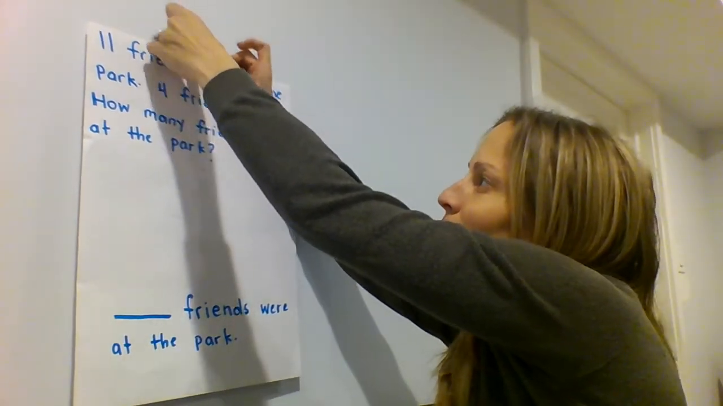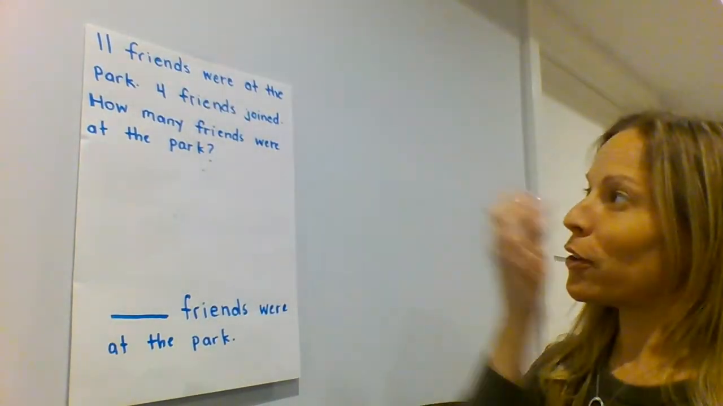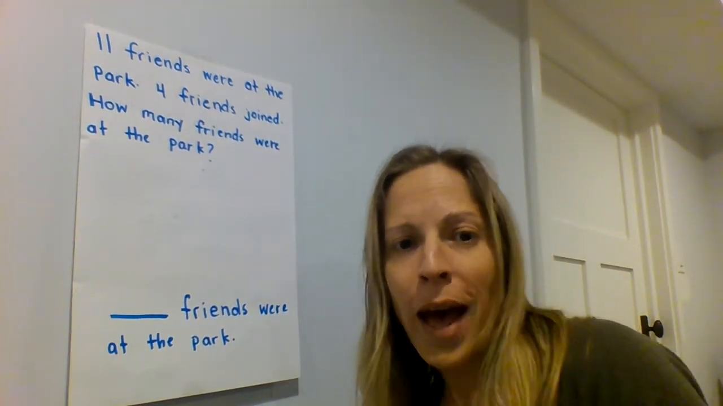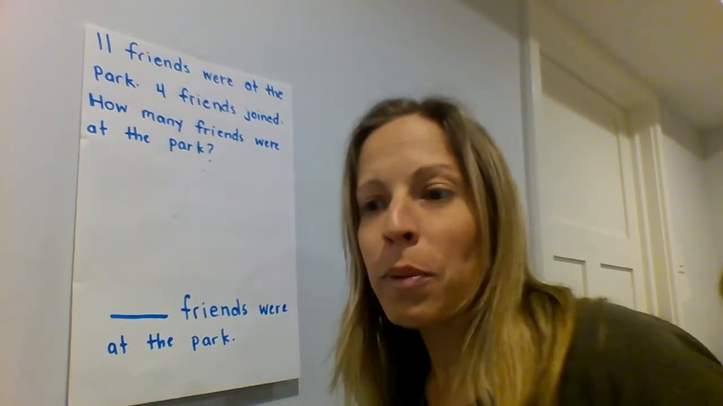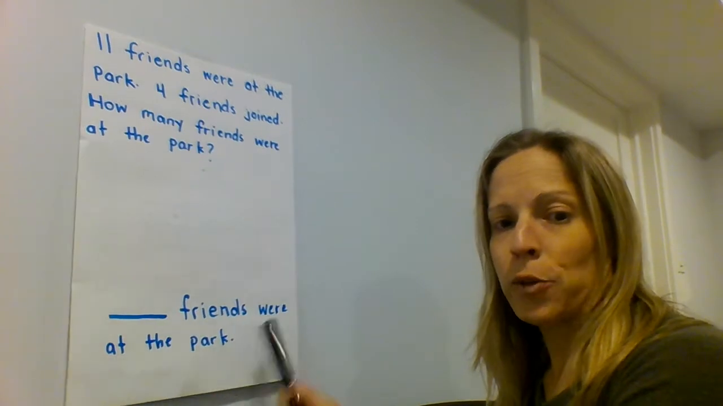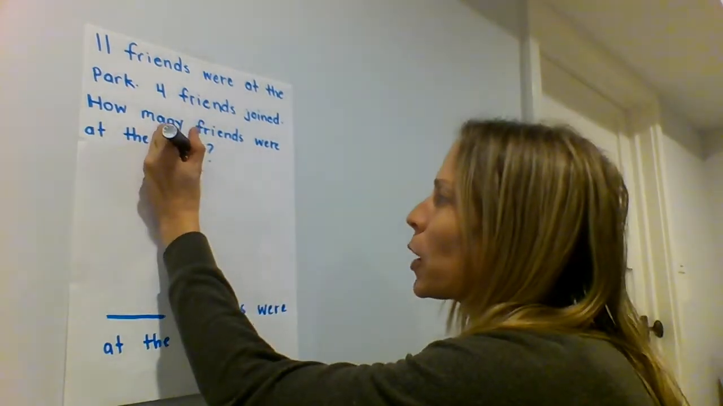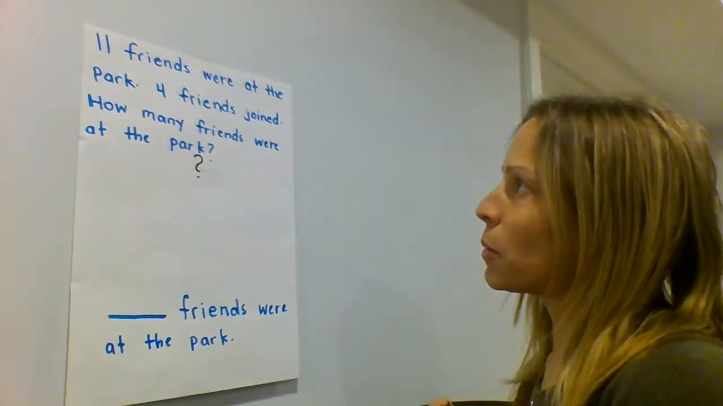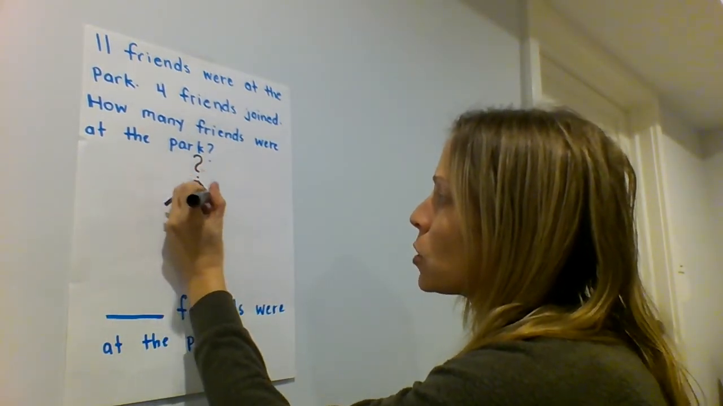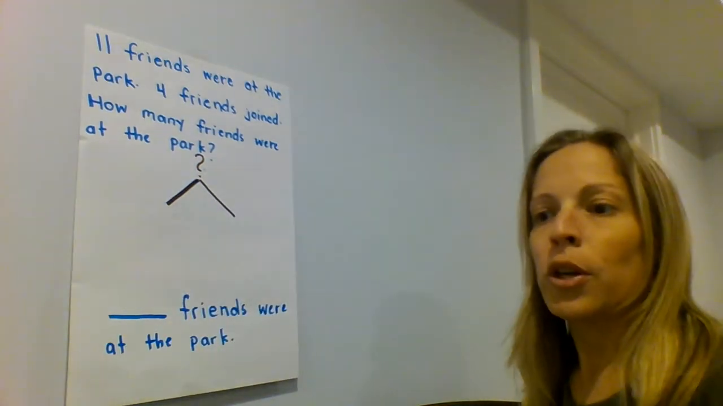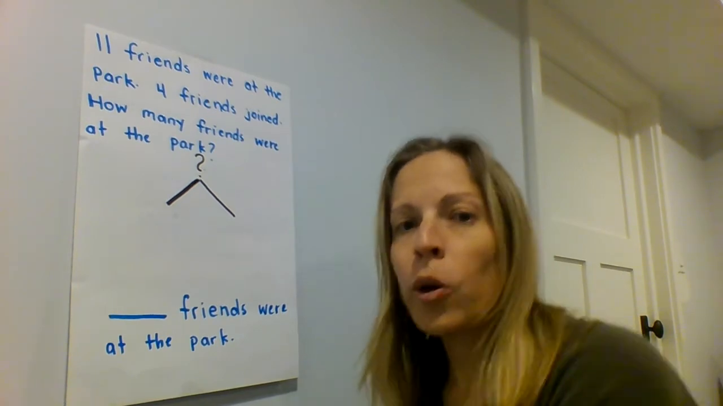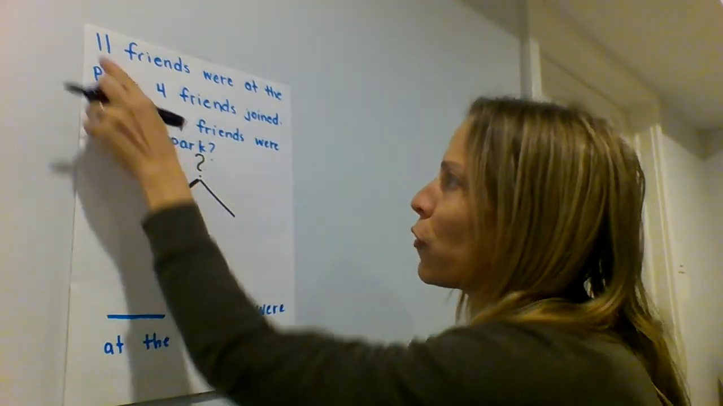So here is my other problem. It says 11 friends were at the park. 4 friends joined. How many friends were at the park? So now this problem's a little bit different because we don't know the total. It says blank friends were at the park. So I'm going to put my question mark up here. This is similar to the kind of problem you did yesterday with Mrs. Manila, except I'm going to draw the tape diagram with you. So now you can pick up your pencil or your marker, and on your workspace, let's draw the first part.